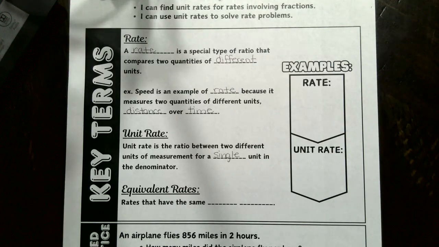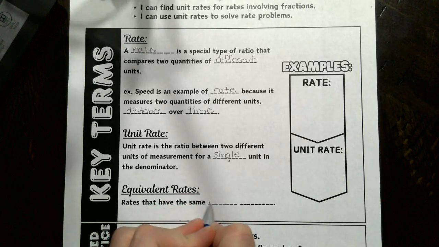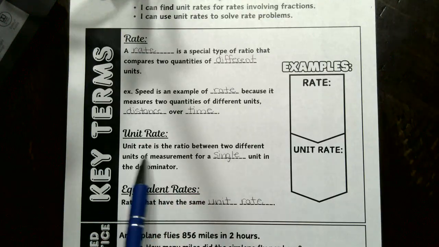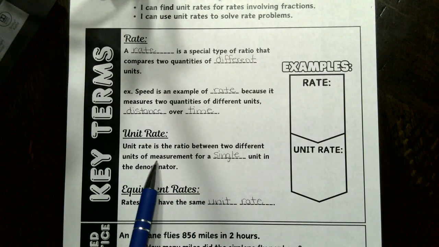So equivalent ratios, this is a word that we hear a lot, right? Equivalent means equal. So equivalent rates, not ratios, are rates that have the same unit rate. So if I check the unit rate, which is the unit of measurement for a single unit in the denominator, if they are the same, then they're equivalent because they're equal, right? That's what we've learned equivalent means.